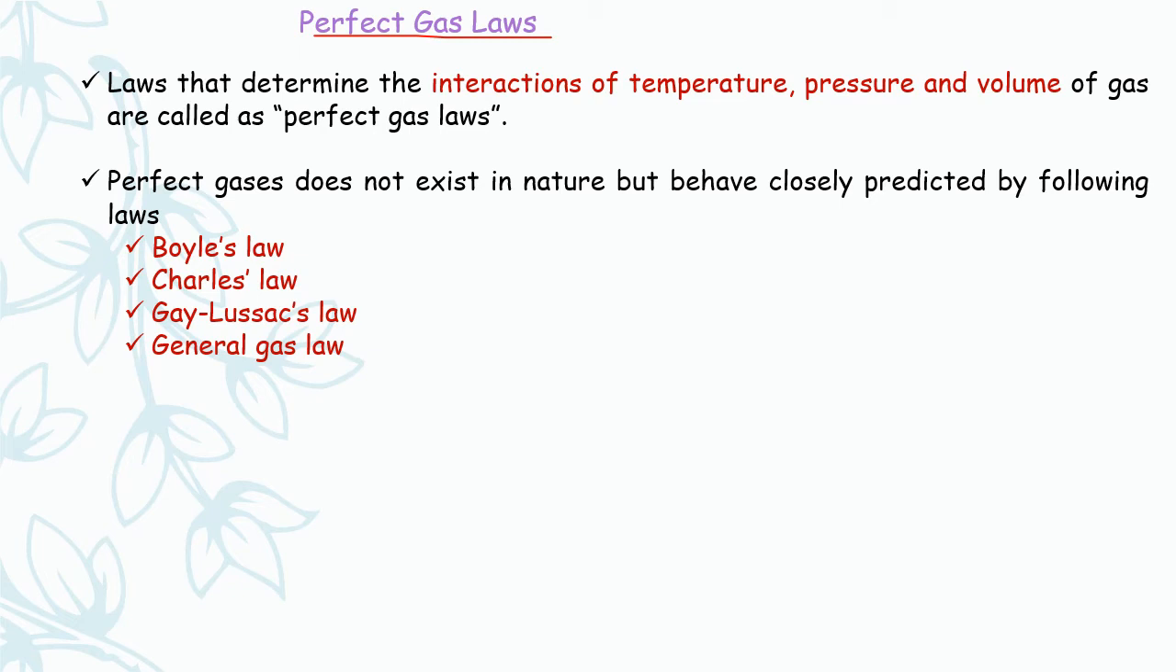So these laws are determined by the interaction of temperature, pressure and volume of a gas in a system. If there is interaction between these three in the system, these are called perfect gas laws. Since perfect gases do not exist in nature, their behavior is closely predicted by following these laws.